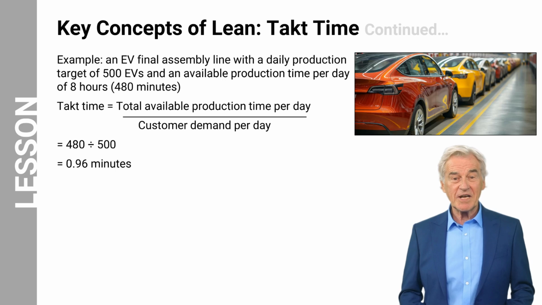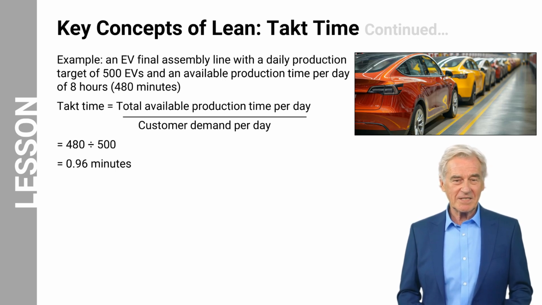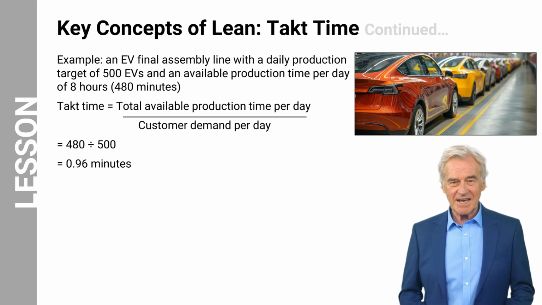Consider an EV final assembly line with a daily production target of 500 EVs and an available production time per day of 8 hours, which is 480 minutes. Takt time is calculated by dividing the total available production time per day by customer demand per day. Thus, 480 divided by 500 equals a takt time of 0.96 minutes.